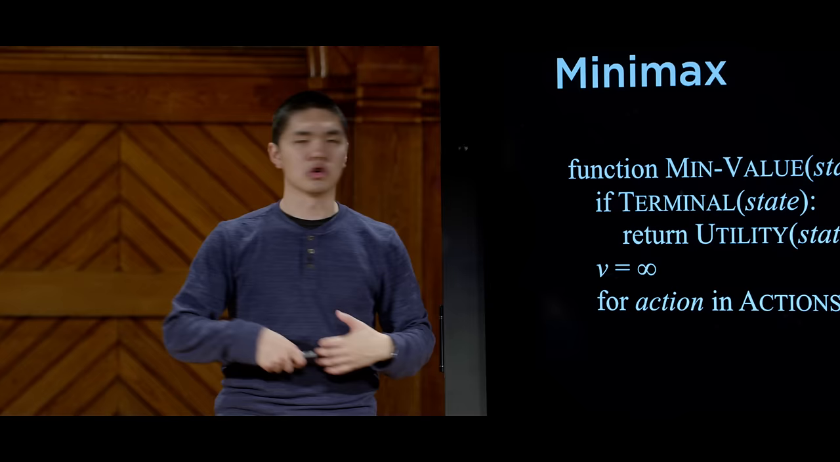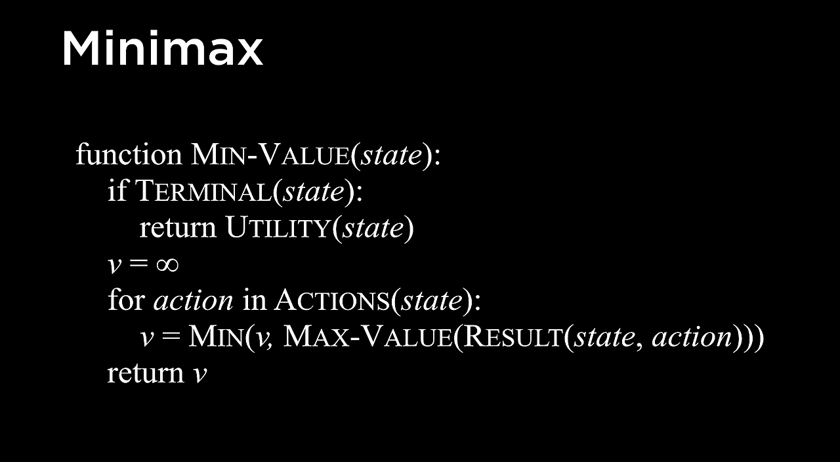Loop over all of my possible actions. And for each of the results that we could get when the max player makes their decision, let's take the minimum of that and the current value of v. So after all is said and done, I get the smallest possible value of v that I then return back to the user. So that, in effect, is the pseudocode for Minimax.